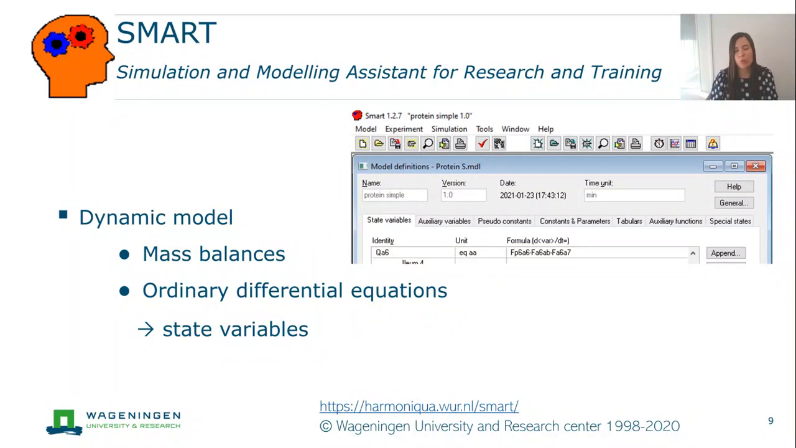For this model, we have used SMART. This is software that was created at Wageningen University, and this is where we solve our mass balances by using ordinary differential equations. It is so simple to use that students can pick up how to work with it within just one afternoon during the food digestion courses.